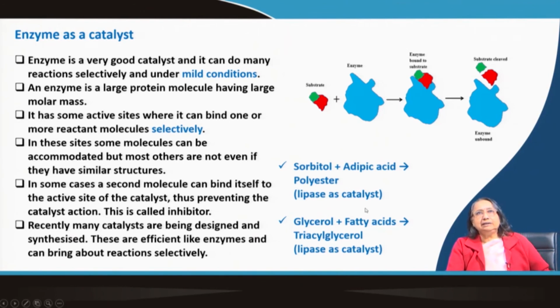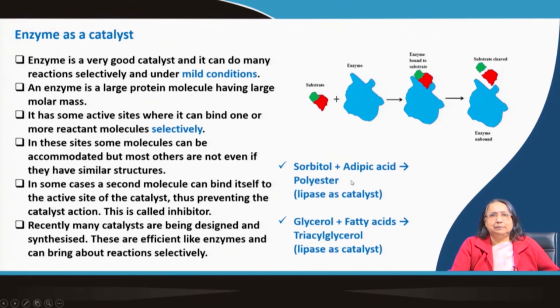Now, you can see I have given some examples. Adipic acid and sorbitol can react to form a polyester, and lipase, which is an enzyme, can act as a catalyst in that particular reaction. Polyester is very important in textiles and many other purposes. So lipase is the catalyst for that reaction. Another example, glycerol plus fatty acid gives triacylglycerol, and here also lipase is the catalyst.